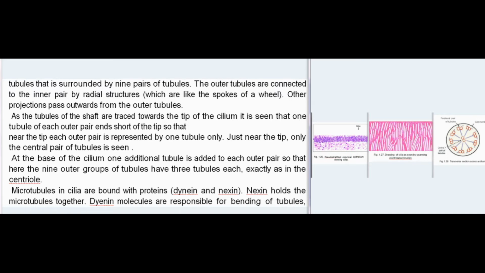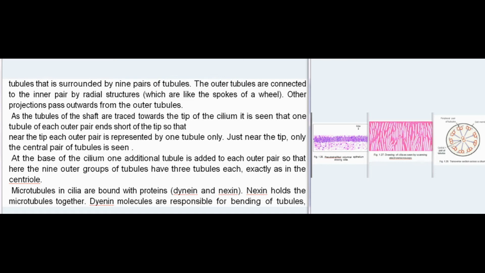As the tubules of the shaft are traced towards the tip of the cilium, it is seen that one tubule of each outer pair ends short of the tip, so that near the tip each outer pair is represented by one tubule only. Just near the tip, only the central pair of tubules is seen. At the base of the cilium, one additional tubule is added to each outer pair, so that here the 9 outer groups of tubules have 3 tubules each, exactly as in the centriole.